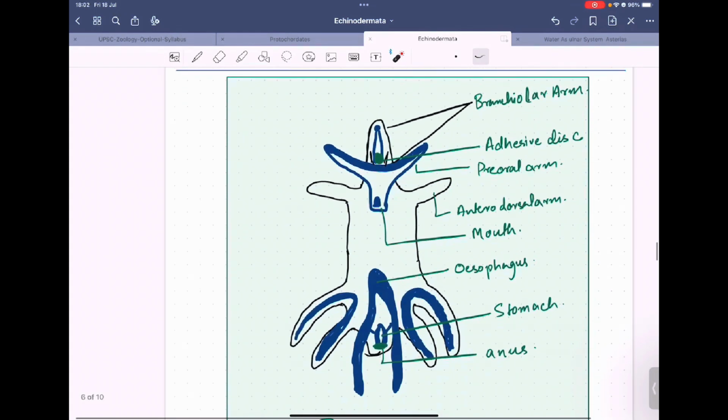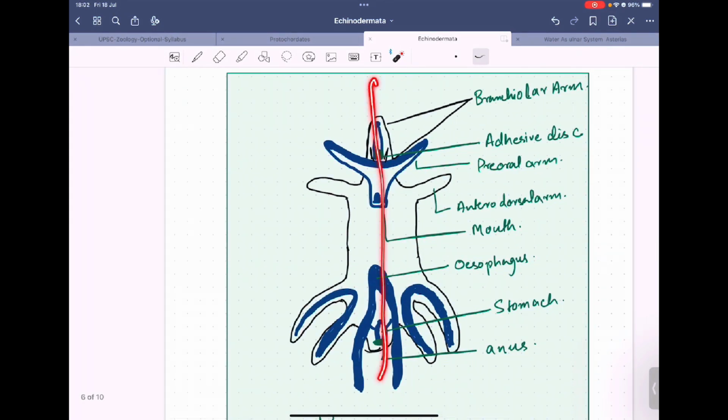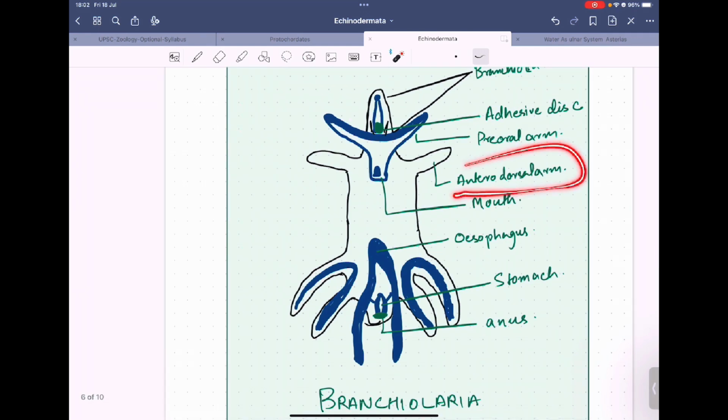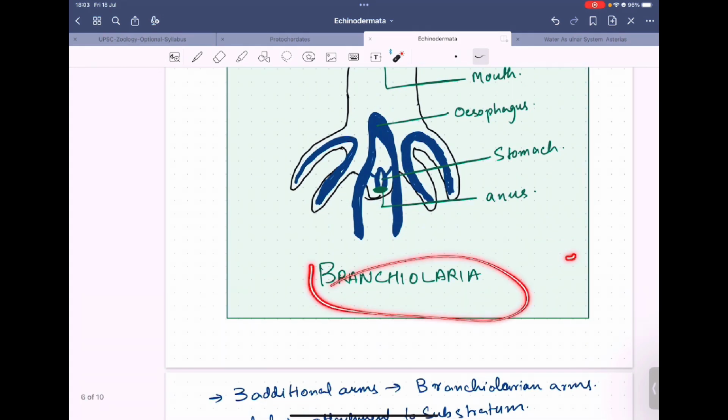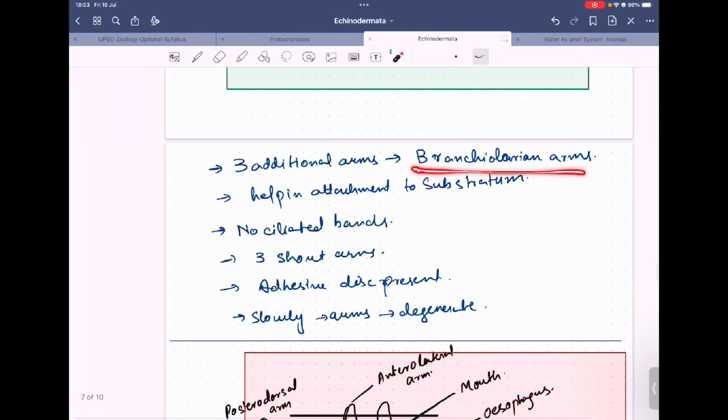The brachiolaria larva is also bilaterally symmetrical. It has an adhesive disc. It has preoral arms. There are brachiolar arms. That's why it's called brachiolaria, because its arms are specifically called the brachiolar arms. It has anterodorsal arms. There is a proper mouth. There is esophagus. The stomach is present. It has anus.